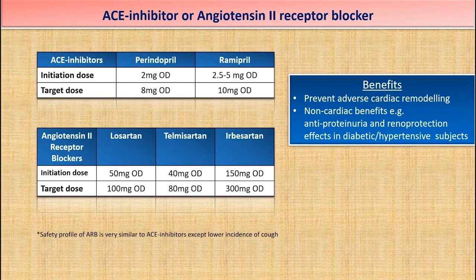Another important drug in ACS management would be these ACE inhibitors or these angiotensin II receptor blockers.